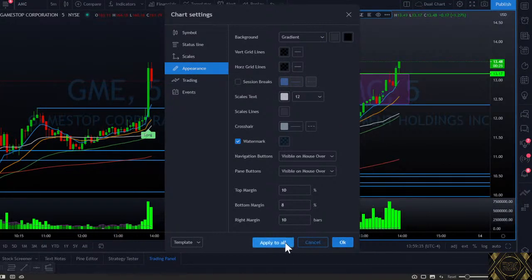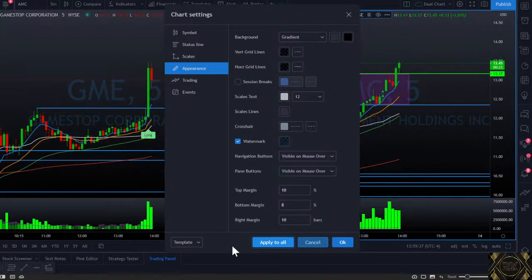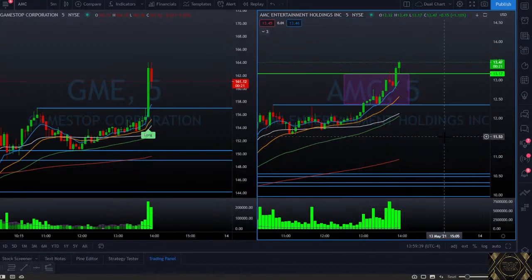I'm just trying out different themes right now, seeing which one I like the most. Tell me which one you guys like. If you like this one or the darker one.